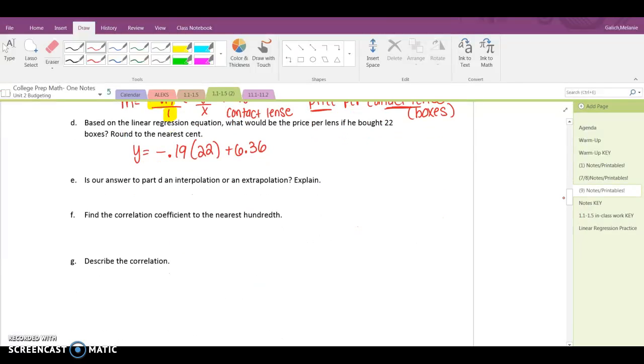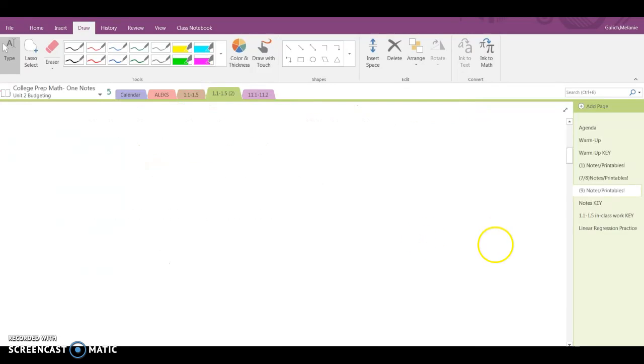And E: is our answer to part D an interpolation or an extrapolation? Okay, we're going to rewind that. So in part E, is our answer to part D an interpolation or an extrapolation? Looking at part D, we're going to focus on 22. Is the number 22 within our domain of contact lenses?